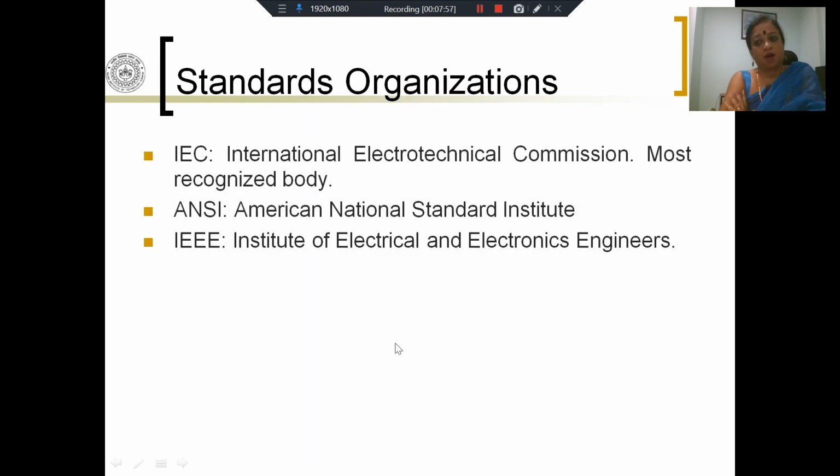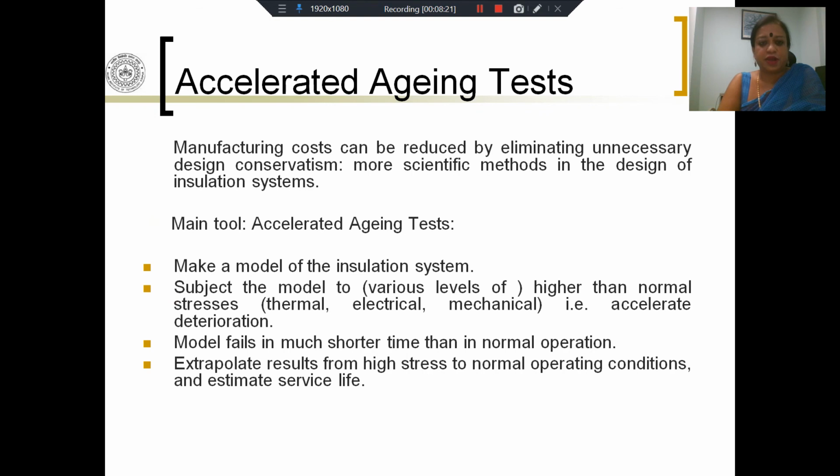The standards organizations which are generally engaged in setting up these standards are the IEC, which is the International Electrotechnical Commission. This is the most recognized body. Then you have ANSI, American National Standards Institute, or you have IEEE. So we have standards from each of them, and depending on the application, we might use any of them. Next, we shall talk about one important class of test, that is the accelerated aging tests.